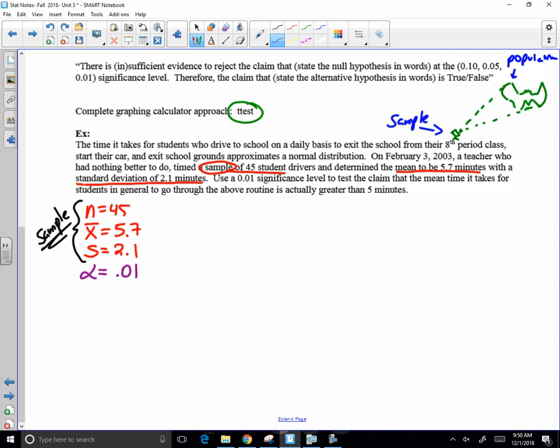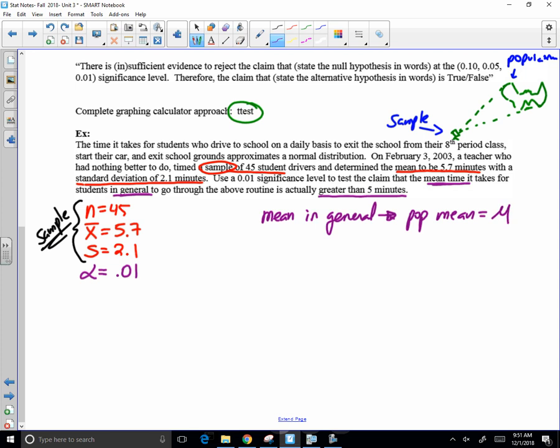Alpha is 0.01. So, 0.01 significance level test to claim that the mean time it takes for students in general to go through the routine is greater than 5 minutes. Greater than 5 minutes. Mean time in general. Mean in general. That's the same as saying the population mean.